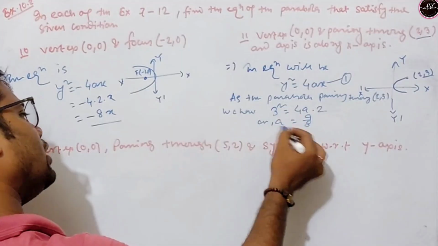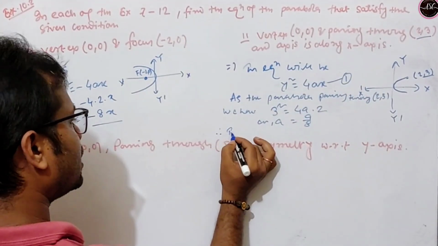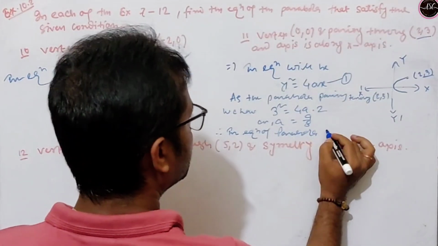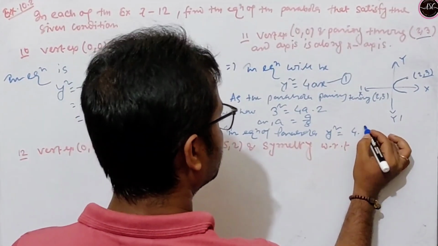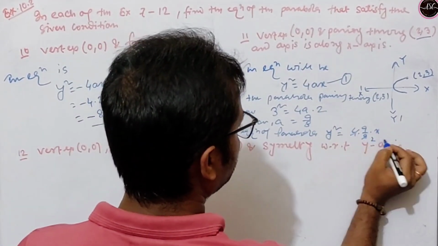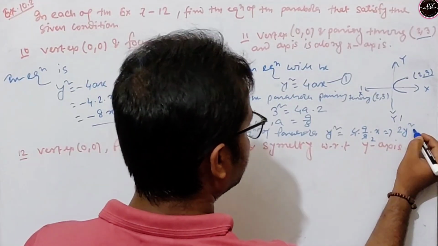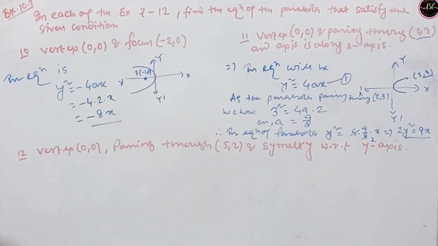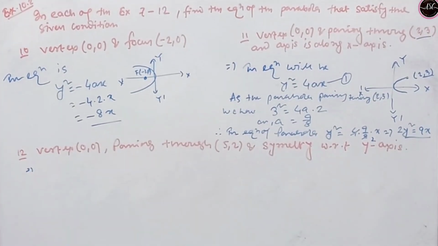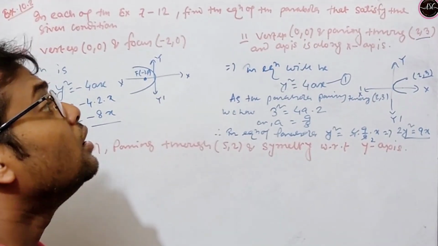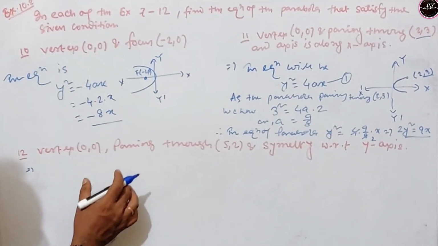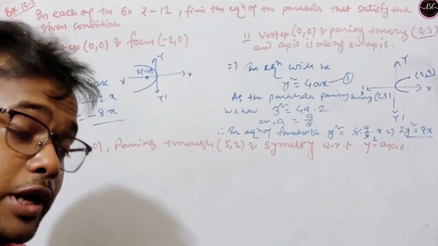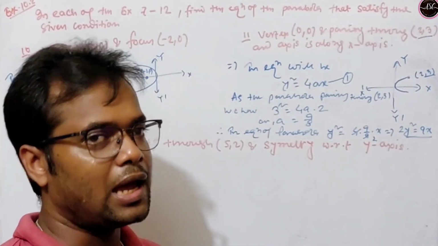Okay, so just put the value of a in 1. So therefore the equation of parabola is y square is equal to 4 into 9 by 8 into x. So that implies 2y square is equal to 9x is the equation of the parabola. Okay, and now look at this question. This is a similar type to 11. Vertex is 0 0, passing through 5 comma 2 and symmetric with respect to y axis. That means the axis of the parabola is along y axis.